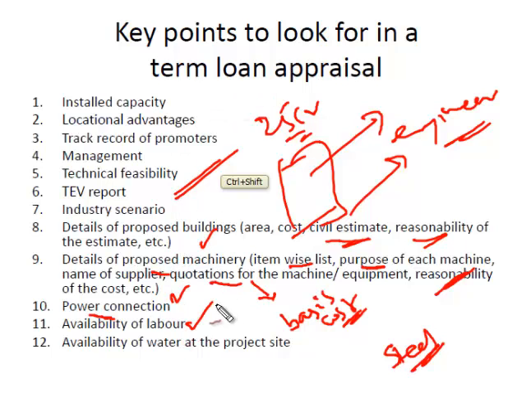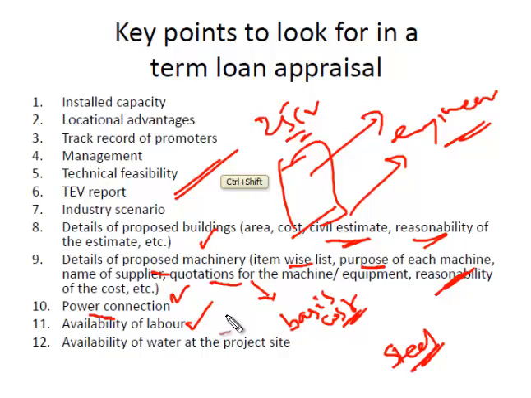Availability of labor. Sometimes the projects are located in very remote areas. So how is the labor going to be sent there? Those are the issues you have to look into. Sometimes some jobs require very skilled labor. Unskilled laborers you can get from the neighboring villages, but sometimes you need skilled laborers.